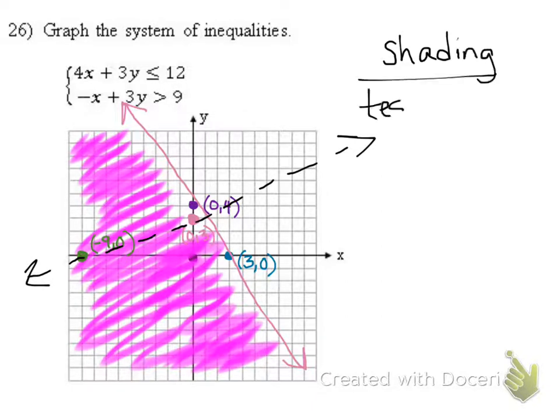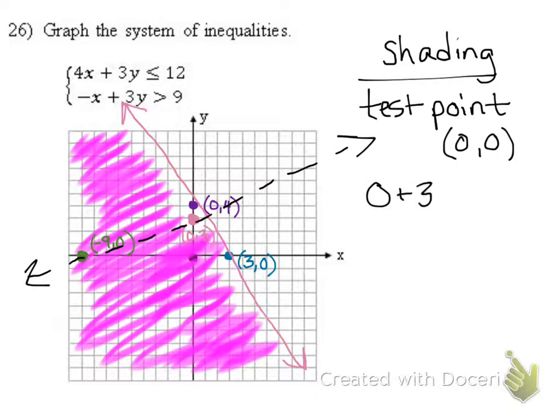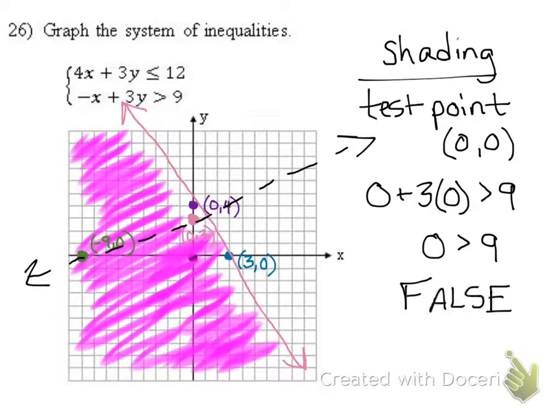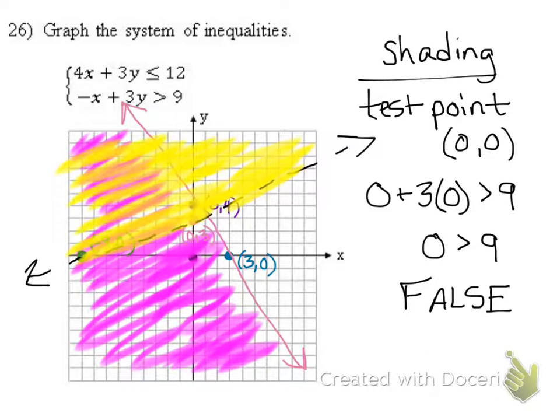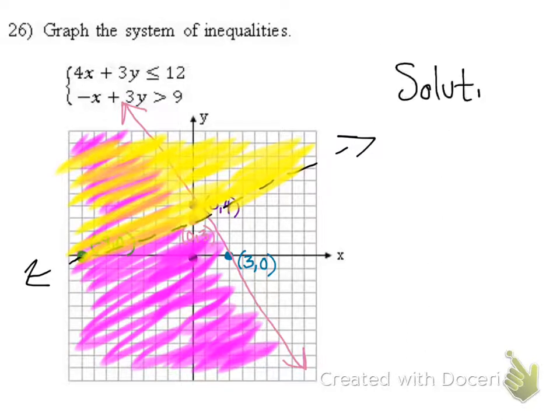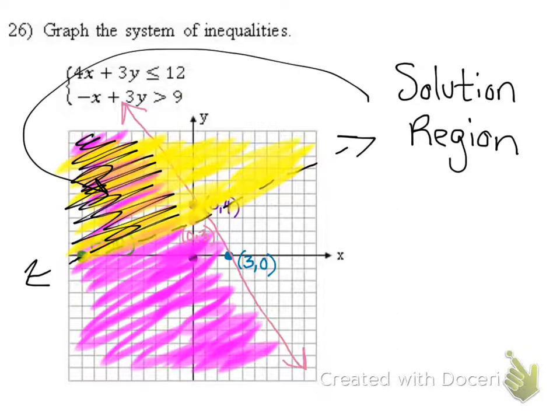Again, we can use 0, 0 for our test point. So plugging in 0 for x and 0 for y gives us a statement: 0 is greater than 9, which is false. So for the black dotted line, we don't want to shade the side that contains 0, 0. We want to shade the other side. Where our two regions overlap, that's our solution region.